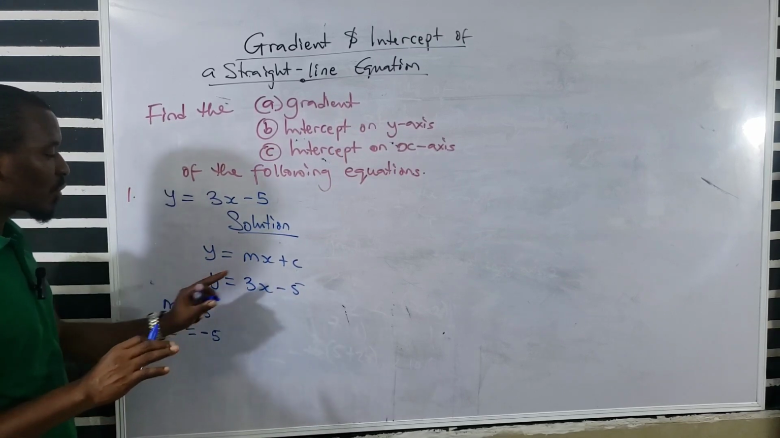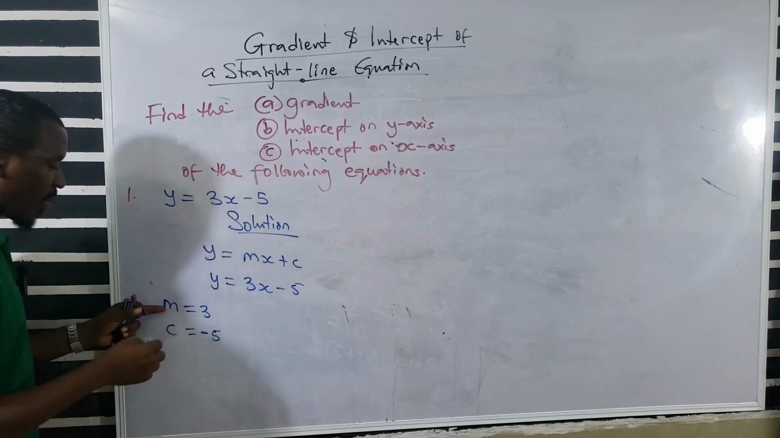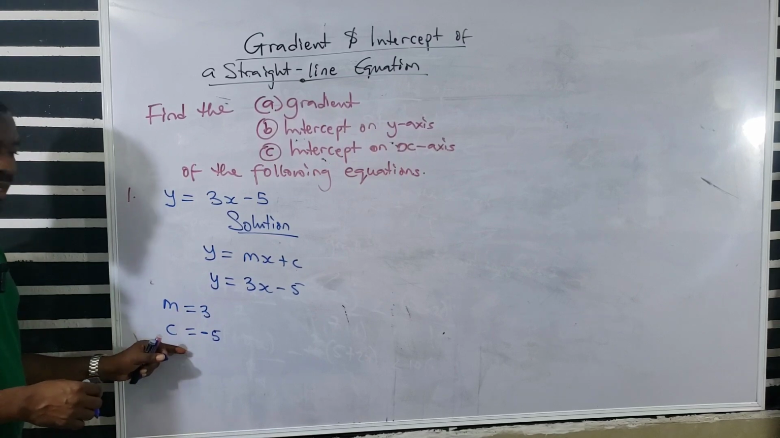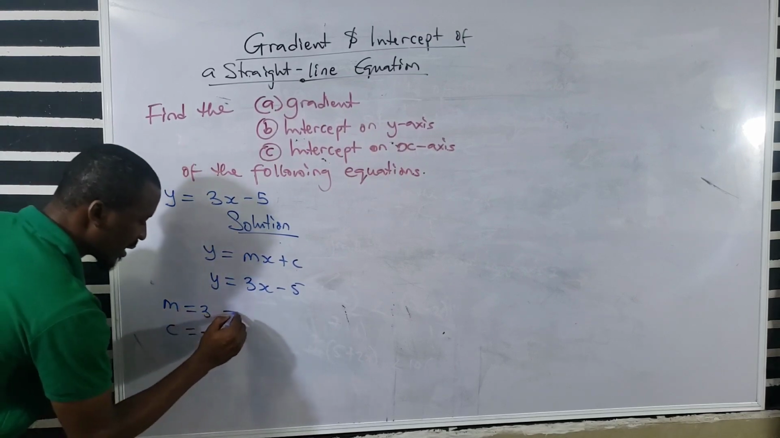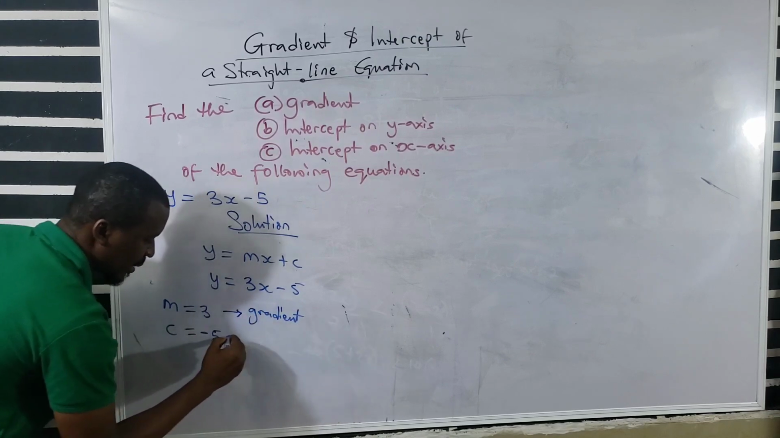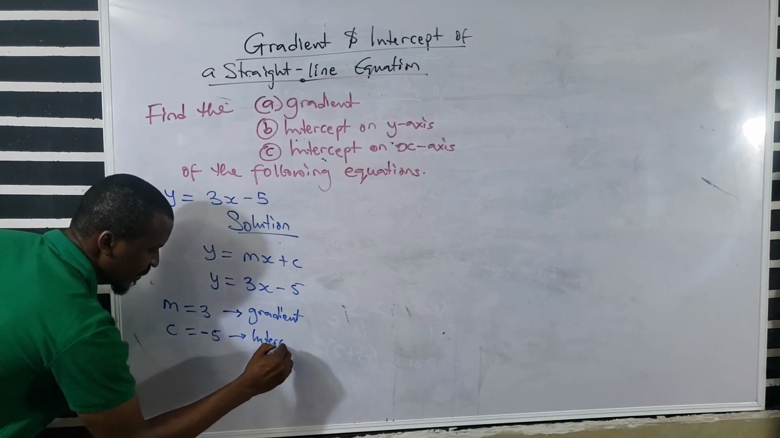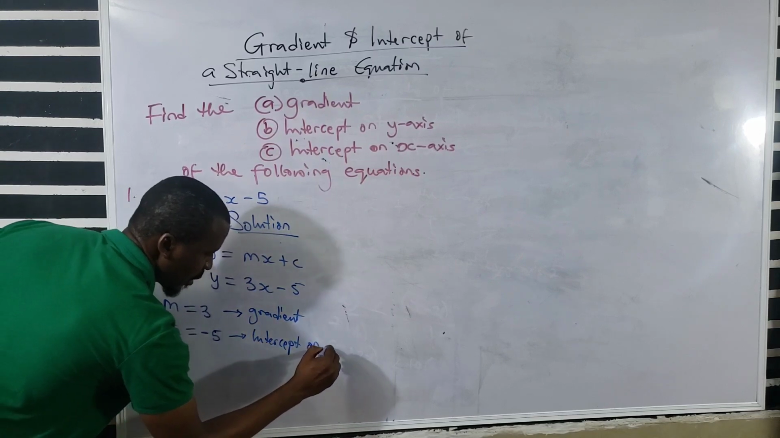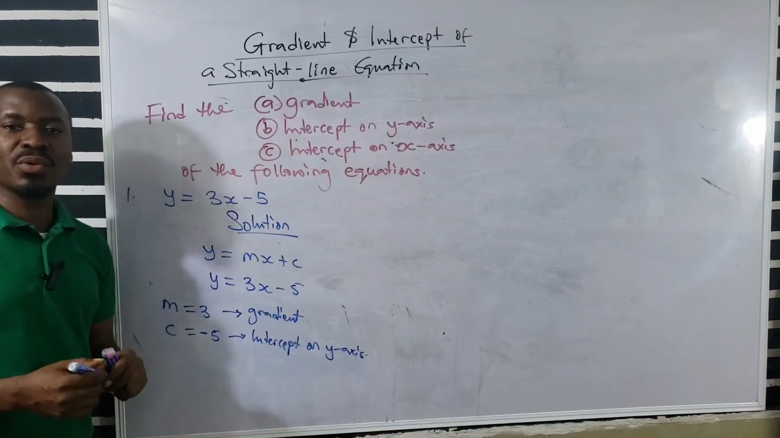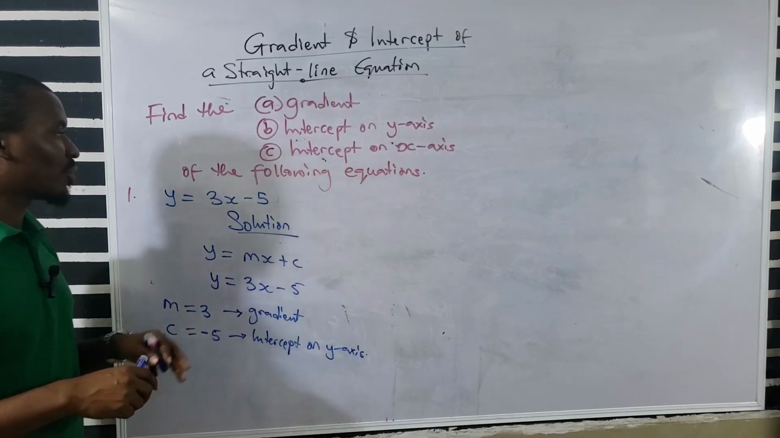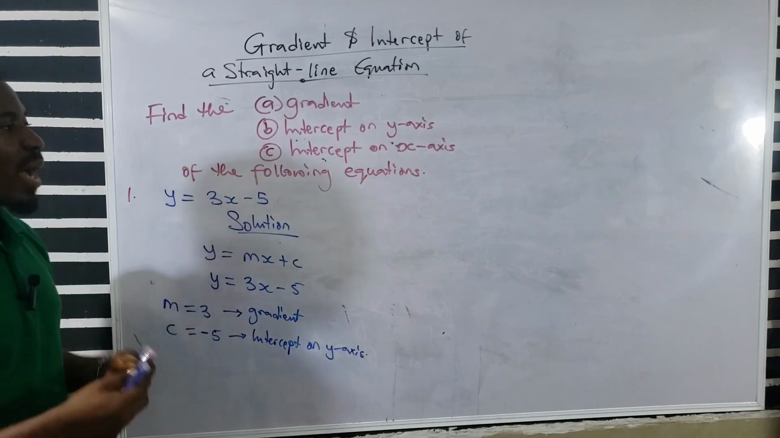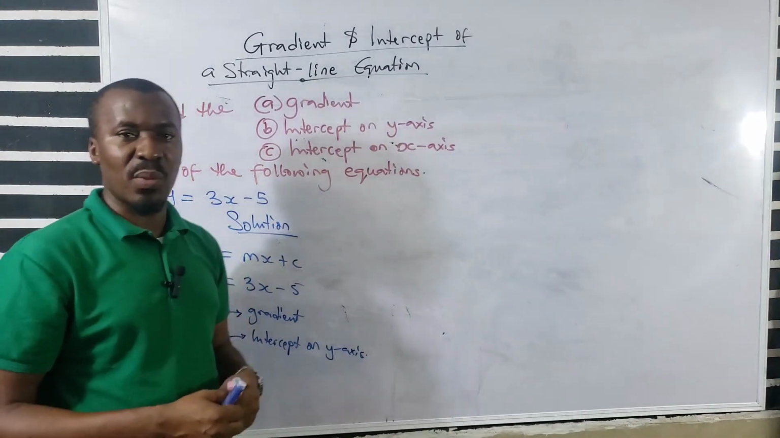So without even solving anything, we can see that our gradient is equal to 3, while the intercept on the y-axis is equal to what? Minus 5. So we say that's our gradient, and that's our intercept on the y-axis. Now, where students most of the time have issue is trying to find the intercept on the x-axis. So how do we solve for the intercept on the x-axis?